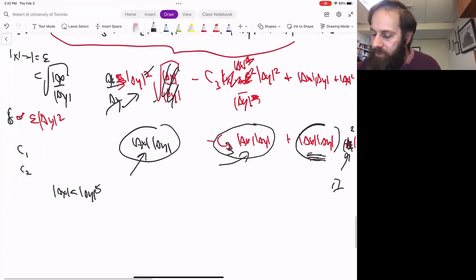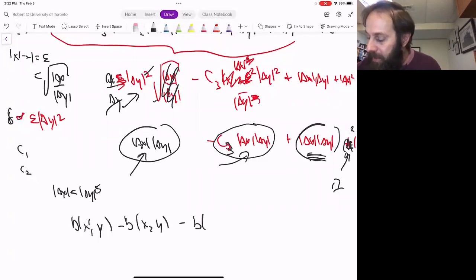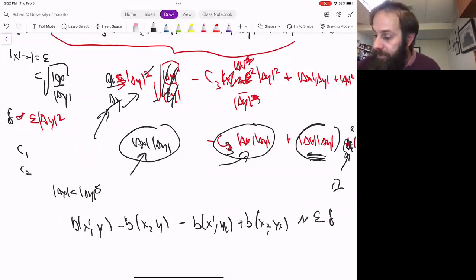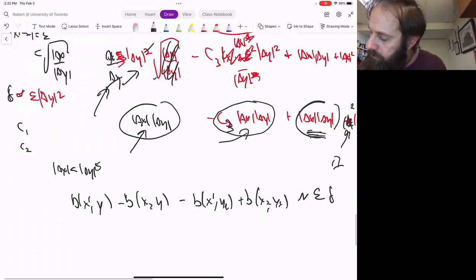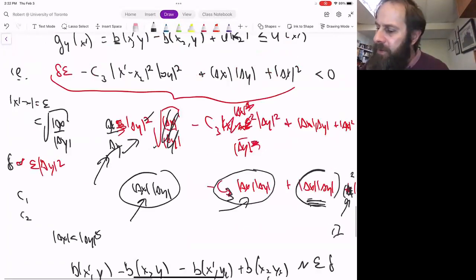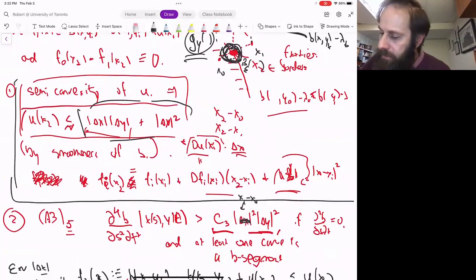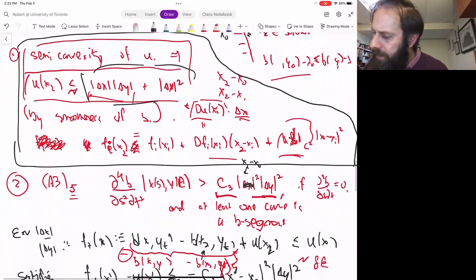Right, so there was this crucial estimate that I got, b(x,y) minus b(x',y) minus b(x2,y), the difference b(x',y_t) plus b(x2,y_t), and that this is going to be of size epsilon delta. And that was where this term came from. And I apologize that I'm not able to give you the detailed proof for this semi-convexity estimate right now.